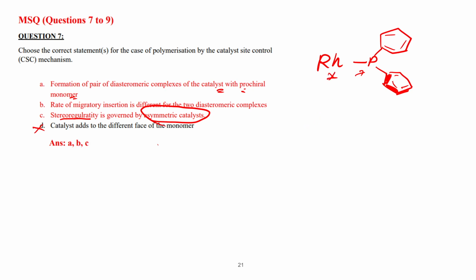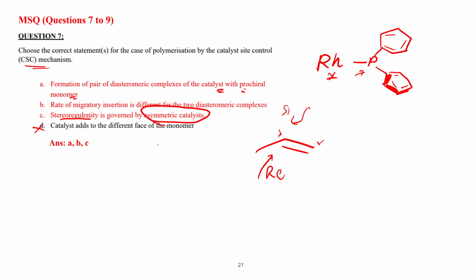So it is chiral. Now if you have any olefin, these are the prochiral faces. If it attacks from here, it is the Re face, and here it is the two different faces. Now we want to do this catalyst site control mechanism, right?